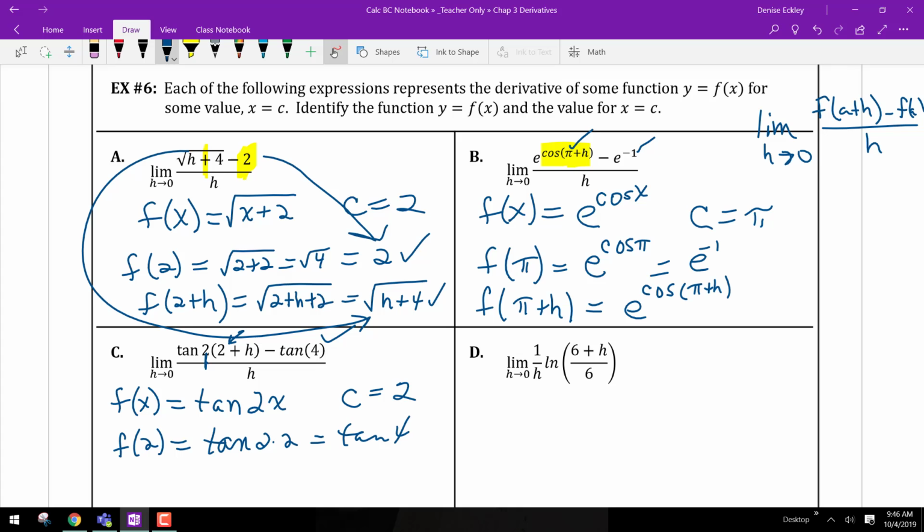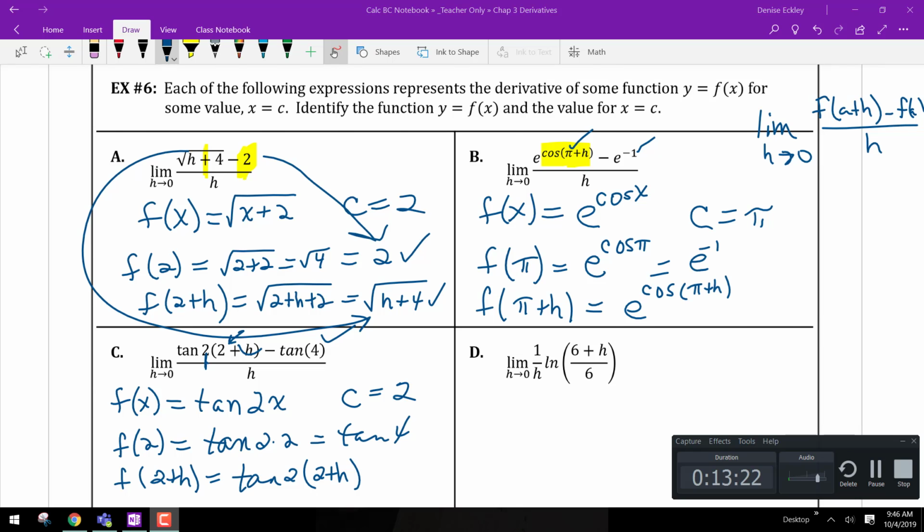So this part works. And f of 2 plus h would be tangent of 2 times 2 plus h, which is what we have here. So that works. Okay, so pause the video, try to work out the last 3, and then when you bring the video back up, the answers will be posted for you.